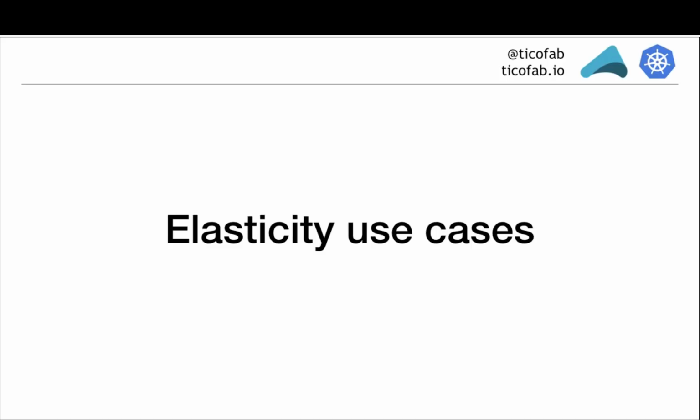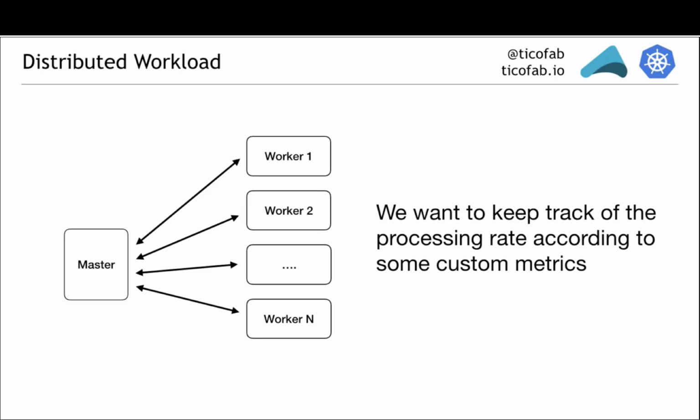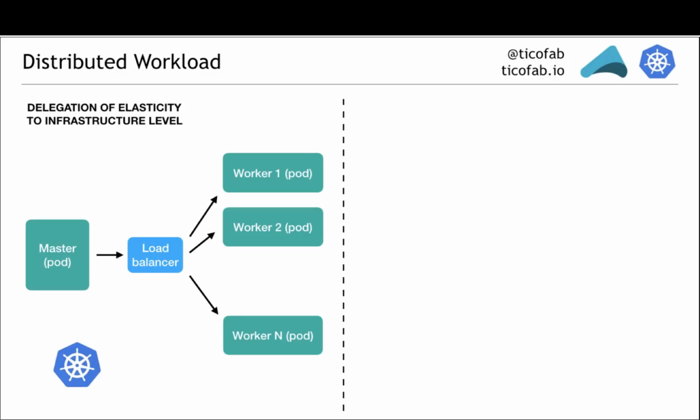So in combination of Akka and Kubernetes, let's look at a couple of elasticity use cases. A simple one, distributed workload. We want to keep track of the processing rate according to some custom metrics, very specific to our own business. Now, how would we go about that? If we delegate all our elasticity needs to Kubernetes, that is to the infrastructure level, here we really are reasoning at the abstraction level of a pod, because Kubernetes doesn't know anything about what's going on inside a pod. All it knows is a Docker container.